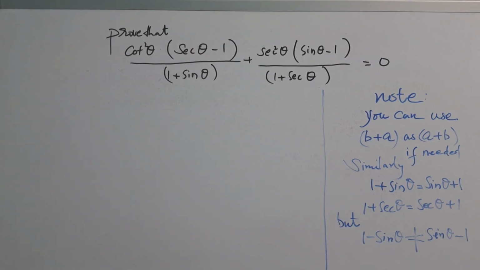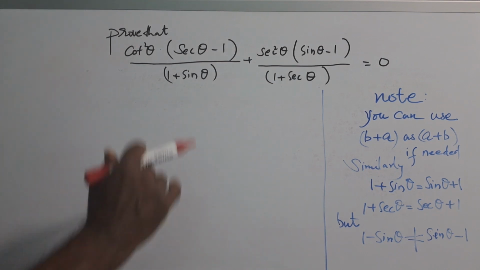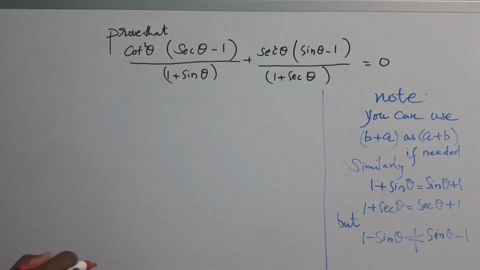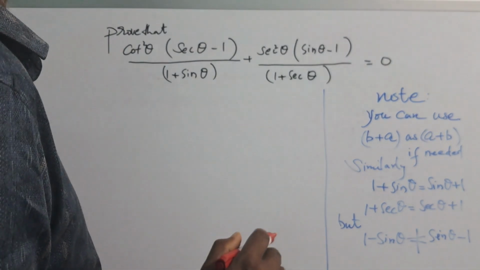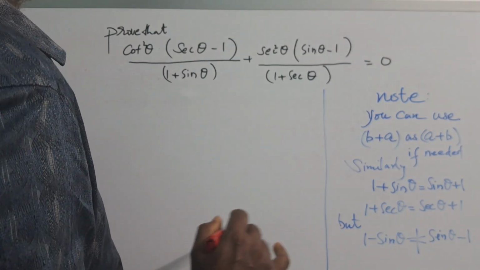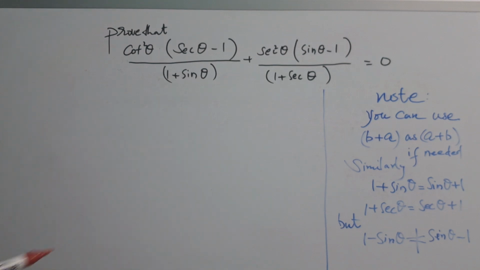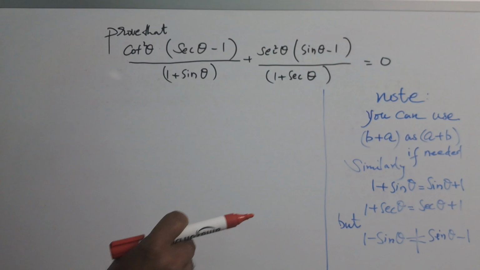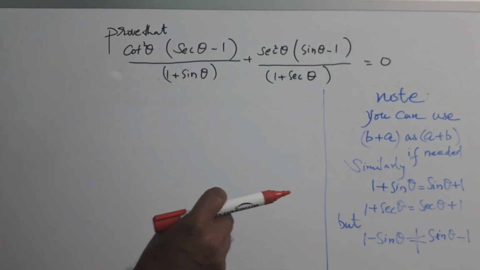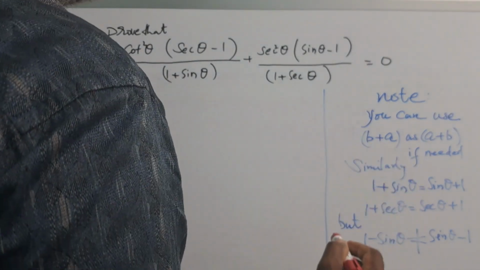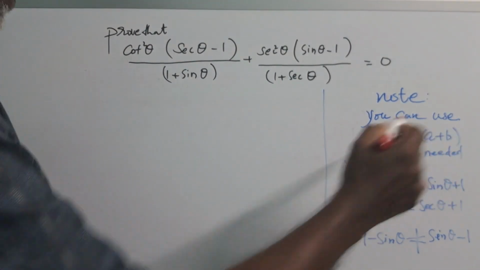Let's answer this question: cot square theta into (sec theta minus 1) by (1 plus sin theta) plus sec square theta into (sin theta minus 1) by (1 plus sec theta) equals 0. Before answering this question, I will give you a little bit of explanation of writing certain terms like this.